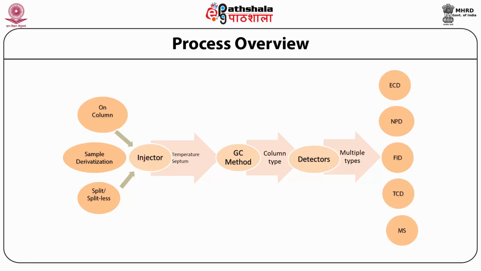And finally, to your right is the list of different kinds of detectors that can be utilized with a GC system. And as you can see, there's a wide variety available, which is one of the key features that makes the GC process so diverse and so adaptable to analyzing different kinds of molecules.